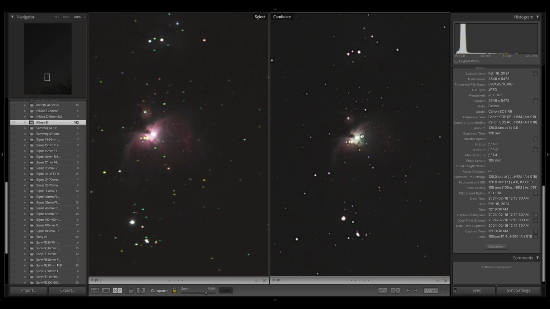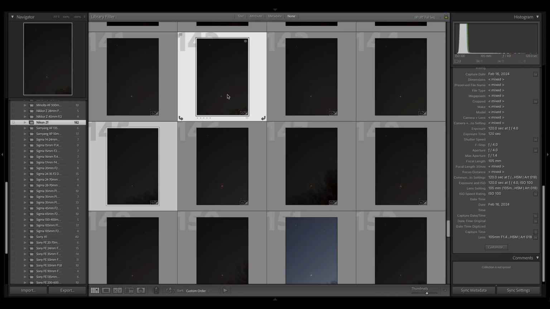So it's not hard to see, although you do get a little bit more of that O3 emission here with the R6, where there's a stronger bias towards the hydrogen alpha with the ZF. That's that. Let's take a look at one more.